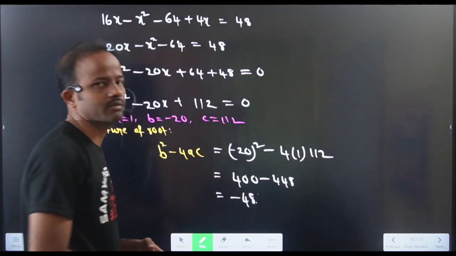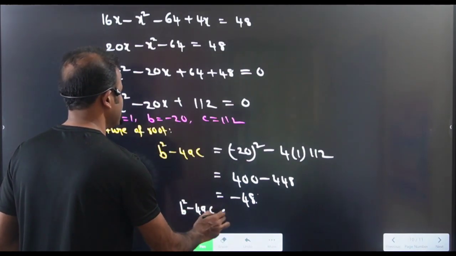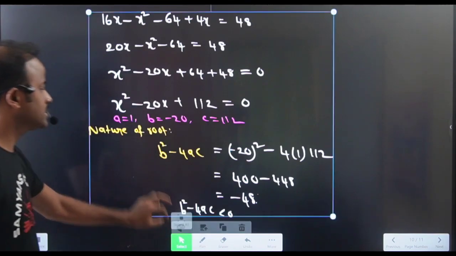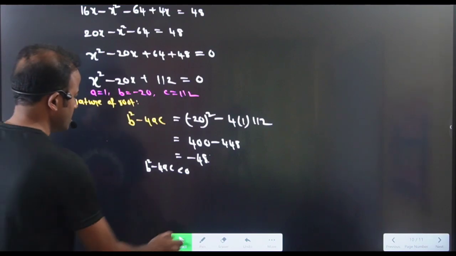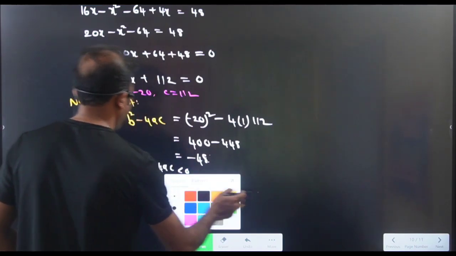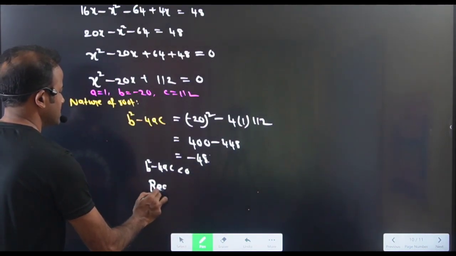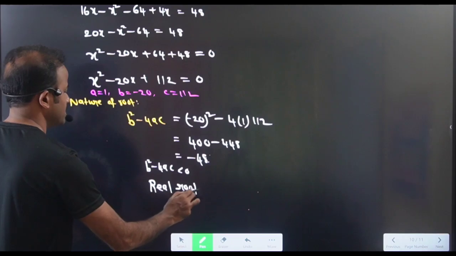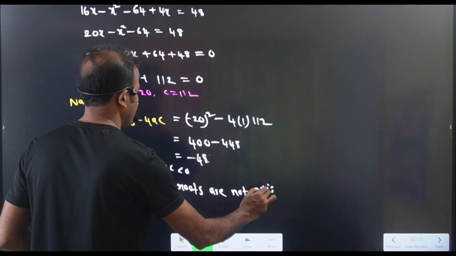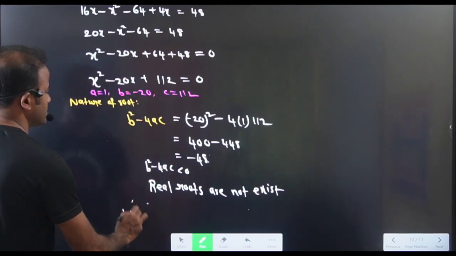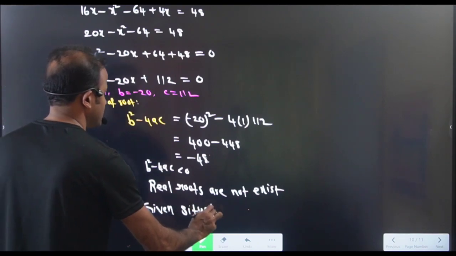If b square minus 4ac value is negative, that means b square minus 4ac is less than 0. If b square minus 4ac is less than 0, what is the nature of roots? Real roots do not exist. This means the given situation is not possible. Therefore, the given situation is not possible. You have to write like this: given situation is not possible.